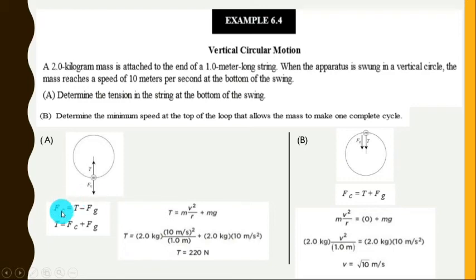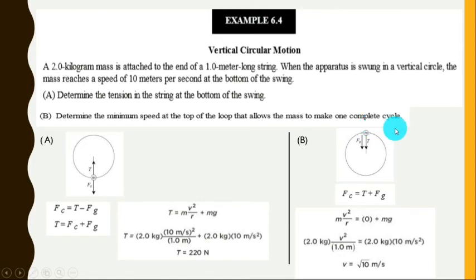So we write the formula, centripetal force equals tension minus force of gravity. This one positive, this one negative. Then I want to find tension, put it alone, then start to write the formula for each one. Tension has no formula, leave it as it is. Centripetal force is mv squared over r, fg is m times g. We substitute, you find the answer directly, 220 Newton. Clear?